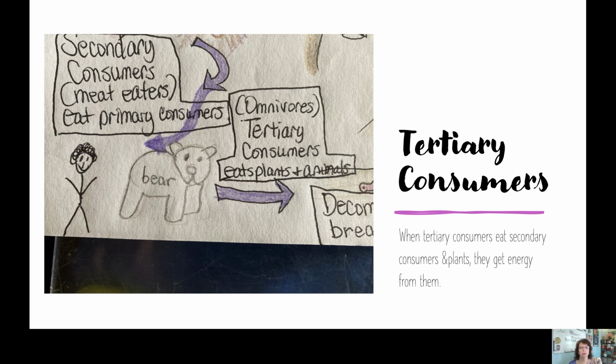Underneath my secondary consumers, my omnivores, they eat plants and animals. You could draw your great white there. That's fine with me because they are classified as tertiary consumers only because they eat only secondary consumers. I know that primary consumers are also classified as meat, but sharks don't prefer to eat those. They prefer to eat secondary consumers. All right, let's move on to decomposers.